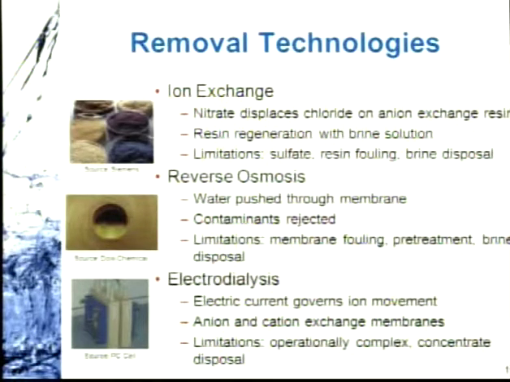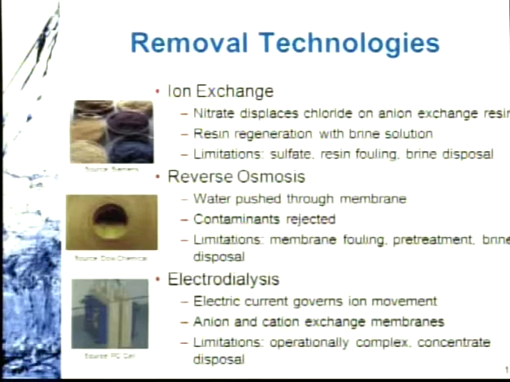Other key limitations in terms of treatment performance are sulfate and other competing anions. If sulfate concentrations are high, the resin is not as effective at removing nitrate, and so that means you have to regenerate more frequently, takes more time, costs more money because you're buying more salt, using more power, trucking brine more often. Resins can foul in some water quality conditions, and again, you always have to deal with brine disposal.